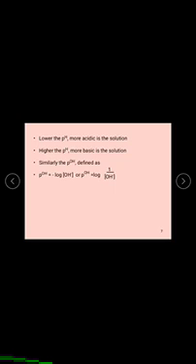pH equals minus log H plus ion concentration. When we calculate the H plus ion concentration, it equals 10 to the power of minus pH. Similarly, pOH equals minus log OH minus ion concentration.